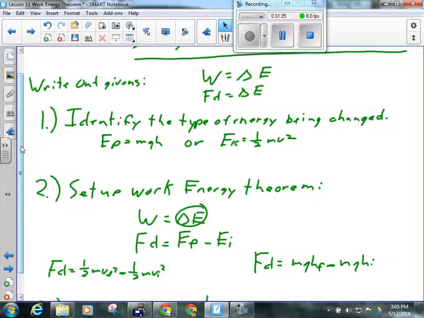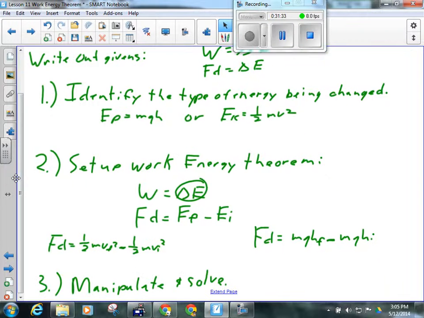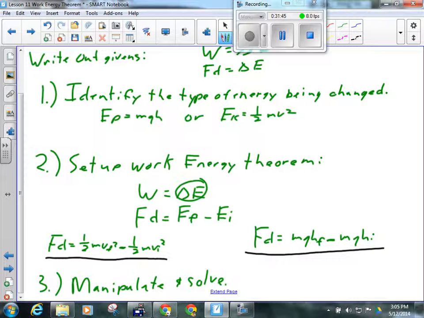Okay, so identify: is it potential, m times g times h, or is it kinetic, 1/2 mv squared? Then set up the work energy theorem. Work's a change in energy, and it's your final minus initial. That could end up like either one of these. It could end up as force times distance equals final kinetic minus initial kinetic, or it could end up like this. Then manipulate and solve, and you're done.